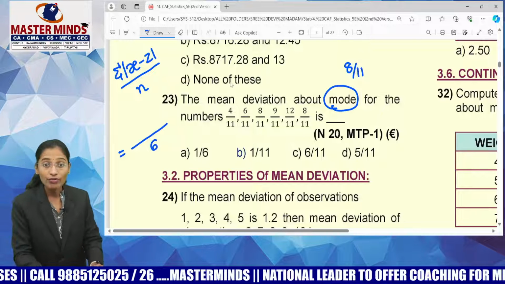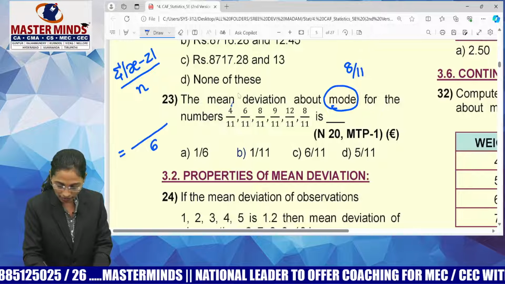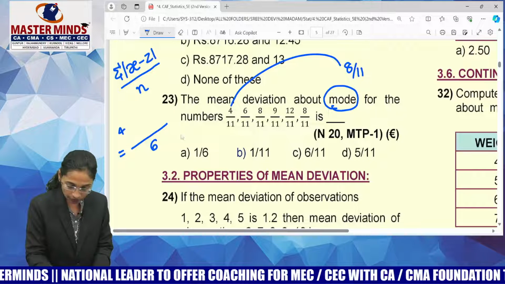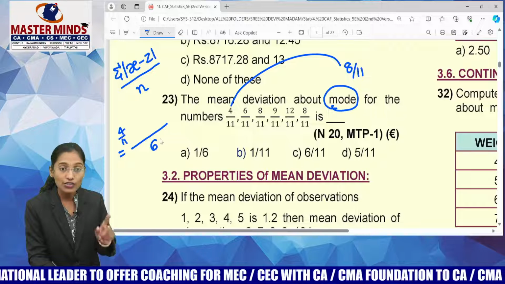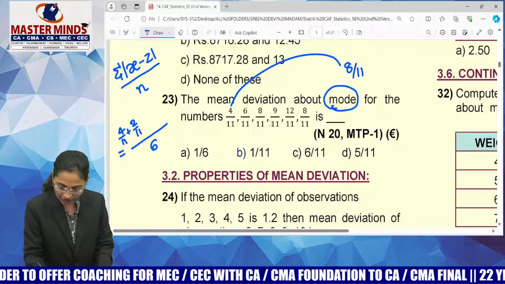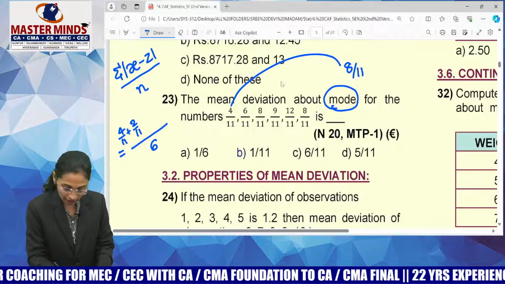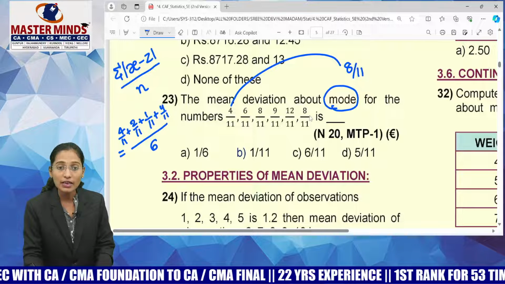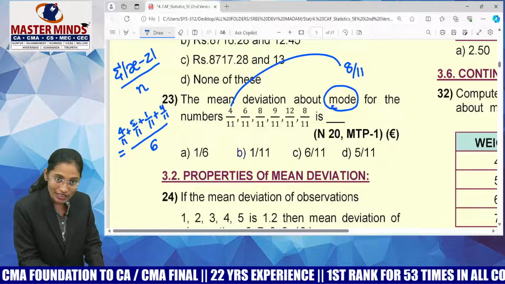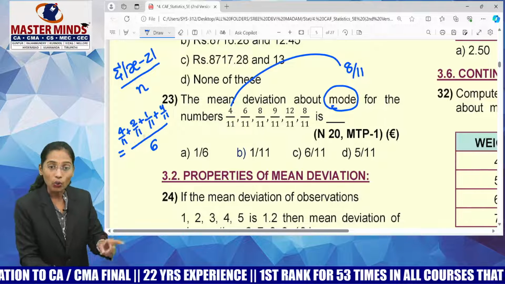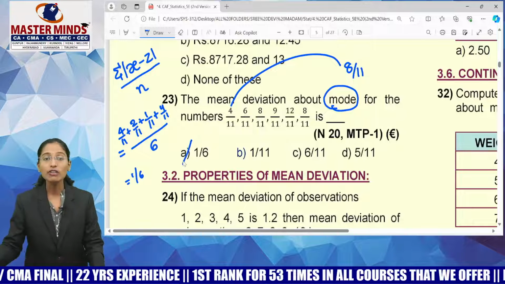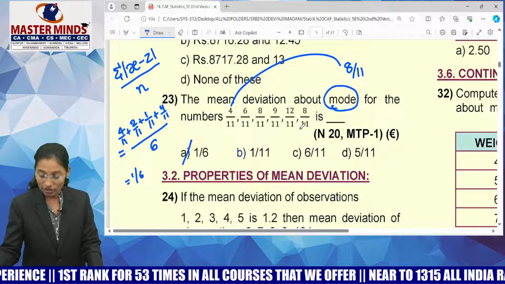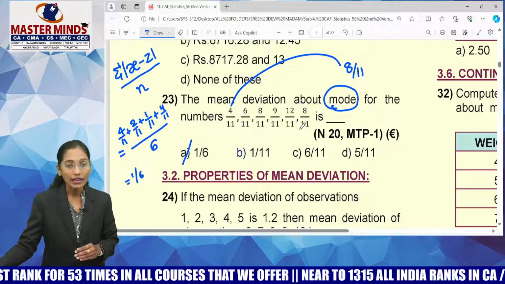Now we have to calculate the difference between the observation and the mode. What is 4 by 11 minus 8 by 11? It's actually minus 4 by 11, but there is a modulus symbol, so we have to take only 4 by 11. Next, 6 by 11 minus 8 by 11 is actually minus 2 by 11, but there is a modulus symbol, so I'm writing plus 2 by 11. Next, 8 by 11 minus 8 by 11, how much? 0. 9 by 11 minus 8 by 11 is 1 by 11. 12 by 11 minus 8 by 11 is 4 by 11. Next, 8 by 11 minus 8 by 11 is 0. Now tell me, what is your numerator? 4 plus 2, 6 plus 1, 7 plus 4, 11. What is 11 by 11? 1. So your answer is 1 by 6. Whatever the measure of central tendency, you need to calculate it first, and then simply use the formula summation modulus x minus that measure of central tendency by number of observations. Got it, guys?